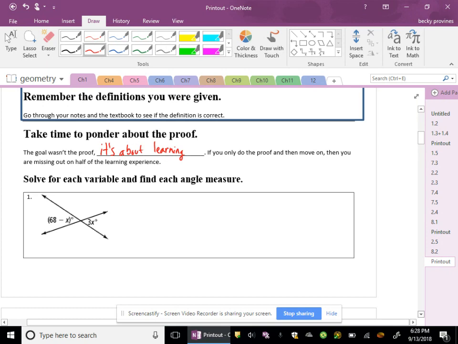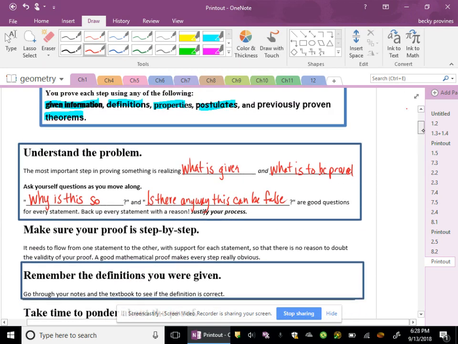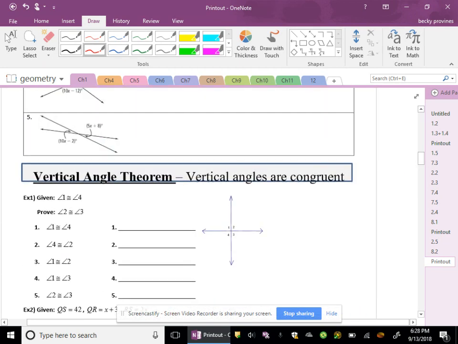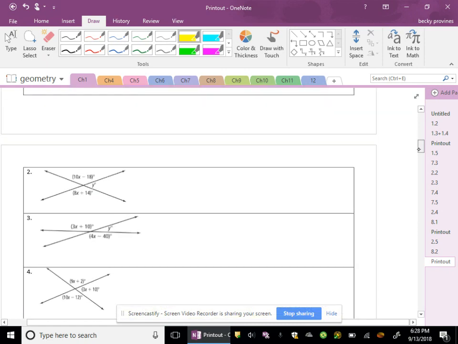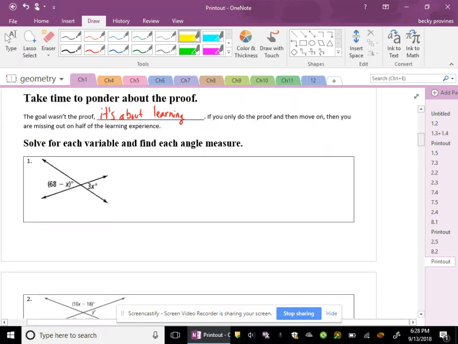Okay, so the first thing we're going to talk about is solving for x. Now, let me jump to right here. We have the vertical angle theorem. And the vertical angle theorem tells us when you have vertical angles, they are congruent with each other. So, knowing that, let's go back up to number 1. And we have a set of vertical angles right here. We know vertical angles are equal. So to solve this, all you have to do is take 68 minus x and set it equal to 3x.